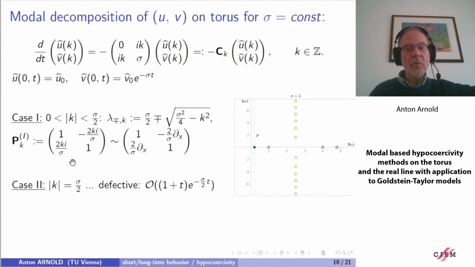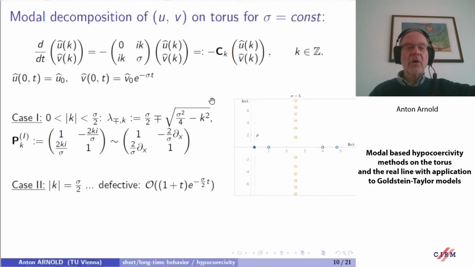So let me distinguish between three cases now, depending on the modal number. For the low modes, as I said, we have two real eigenvalues. And what is more important for the exponential decay is the small one. So what I call lambda minus, that's this solid dot, because this will determine the final global exponential decay rate.